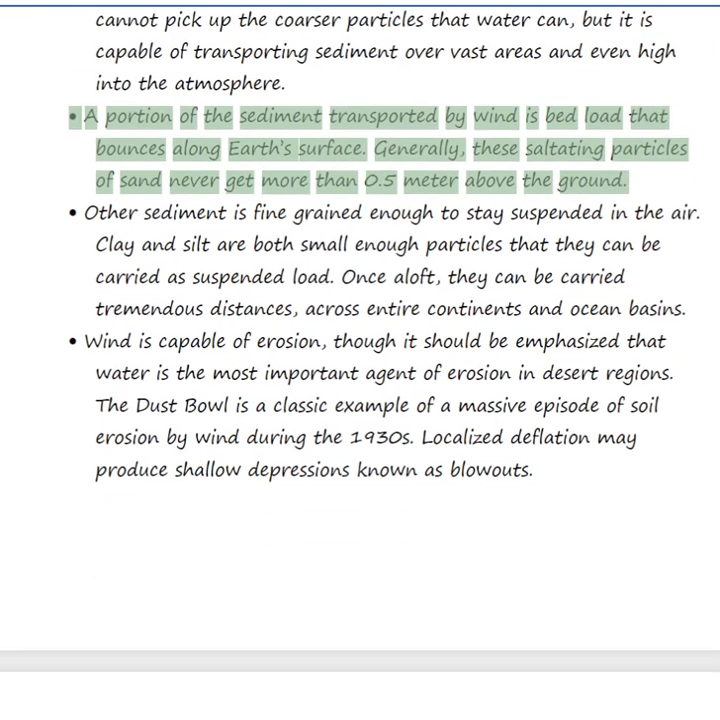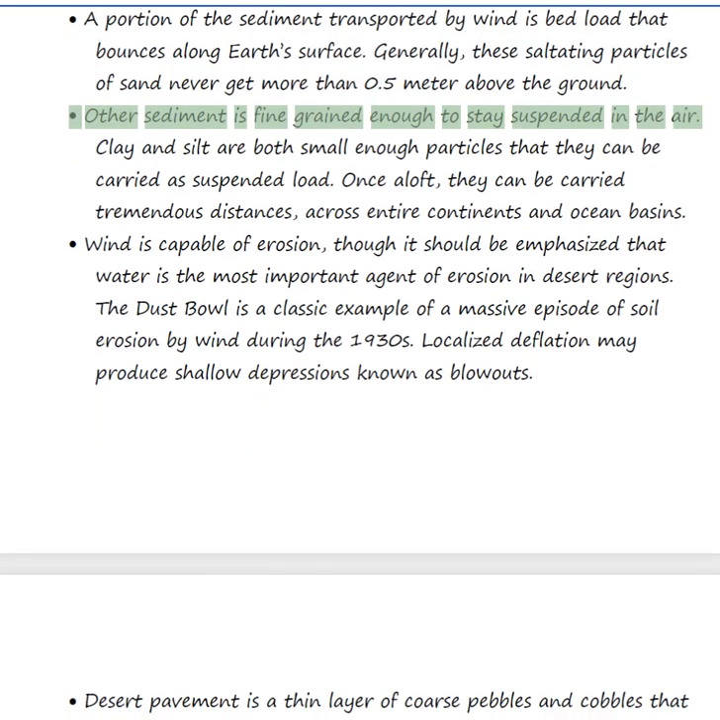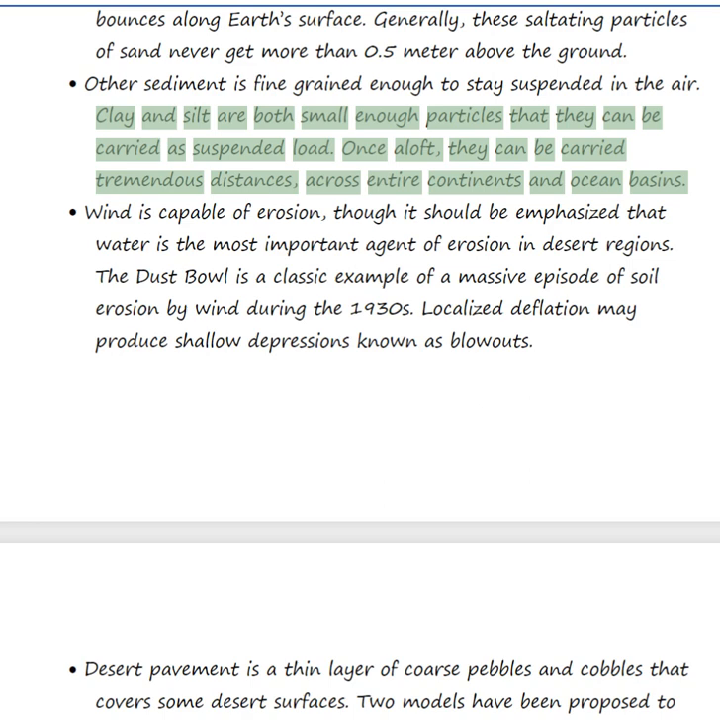A portion of the sediment transported by wind is bed load that bounces along Earth's surface. Generally, these saltating particles of sand never get more than 0.5 meter above the ground. Other sediment is fine-grained enough to stay suspended in the air. Clay and silt are both small enough particles that they can be carried as suspended load. Once aloft, they can be carried tremendous distances, across entire continents and ocean basins.